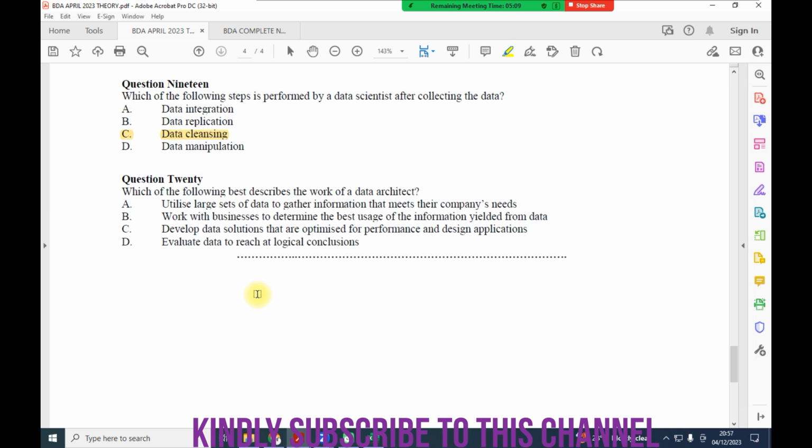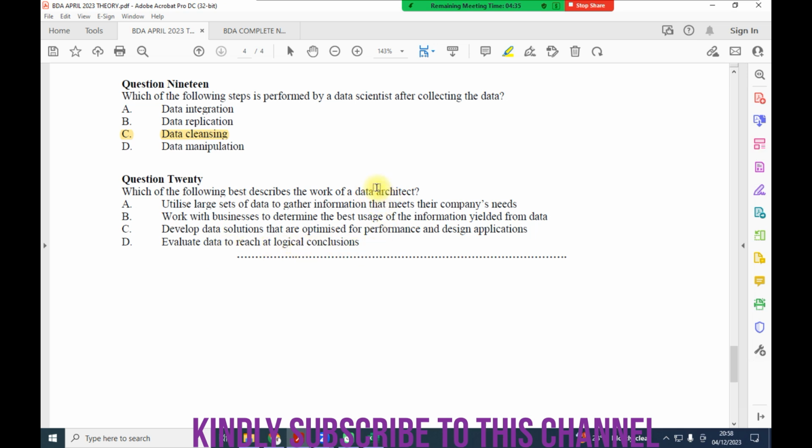And the last one, question 20, which of the following best describes the work of a data architect? So architecture is like the one for the house. Architect, yeah, utilizing a large set of data to gather information that meets their company needs, work with business to determine the best usage of the information yielded from the data, develop data solutions that are optimized for performance and design application, and evaluate data to reach a logical conclusion.